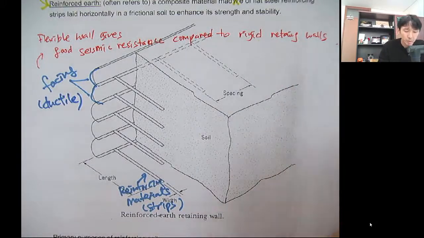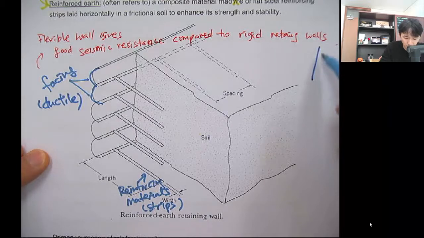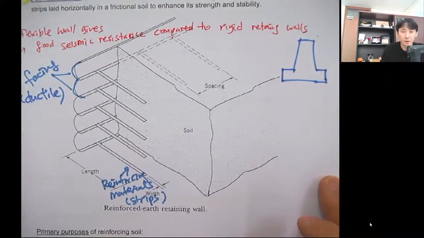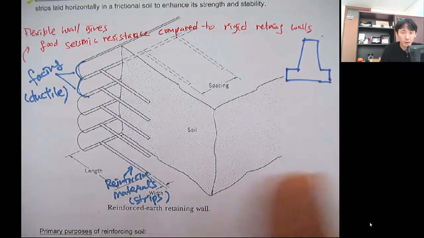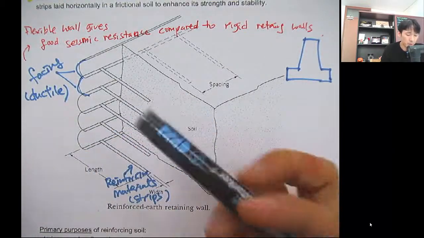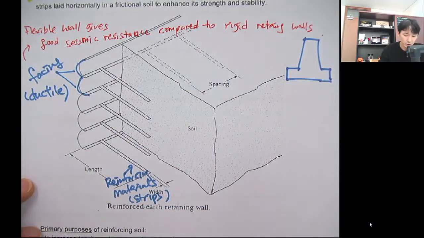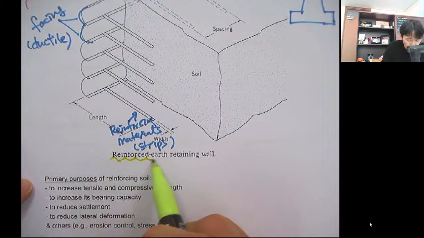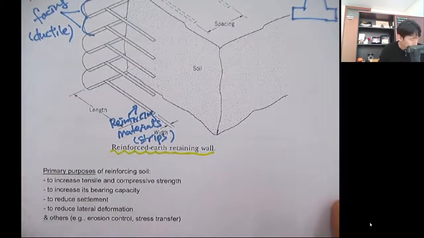But a retaining wall, for example the gravity retaining wall like this, is very rigid. So when you have a shake, when you have an earthquake load, this kind of flexible wall will give you a better performance against the earthquake. So this is the reinforced retaining wall, the reinforced earth retaining wall.